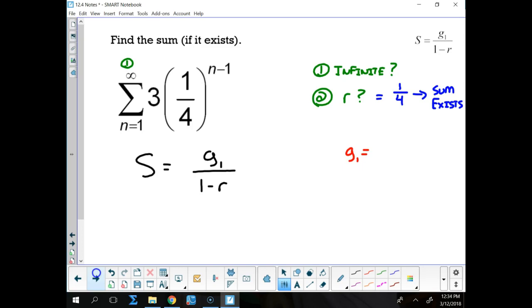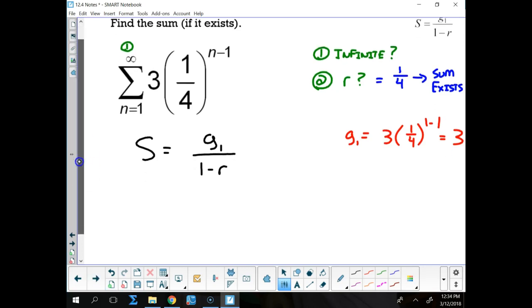Jacob? 3. How'd you come up with 3? I put 1 in for n, so that's going to be 3 times 1/4 to the 1 minus 1 power. 1 minus 1 is 0. Anything to the 0 power is 1 times 3 is 3. So my first term is 3. We already found the R value, correct? Okay.